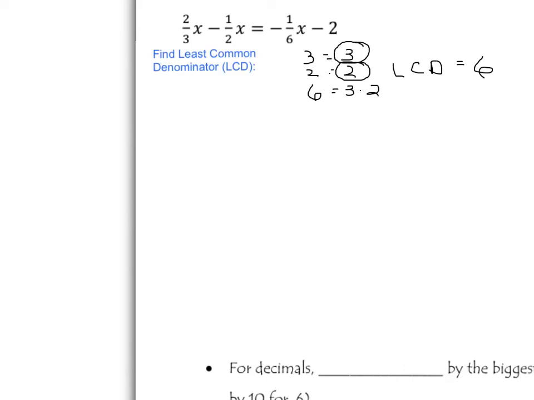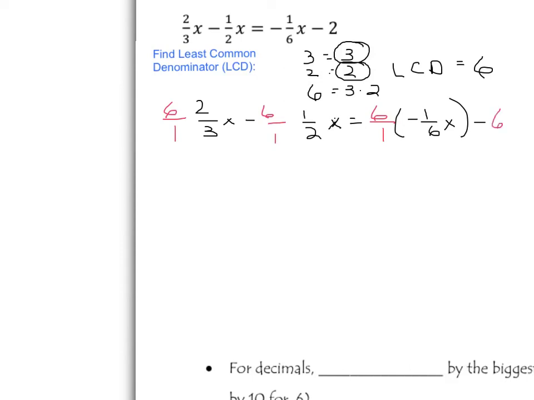Okay, so now we're going to multiply everything by 6. 6 over 1 times 2/3 x minus 6 over 1 times 1/2 x equals 6 over 1 times negative 1/6 x minus, and then don't forget to multiply your 2 by 6, and this time it doesn't have to be a fraction.